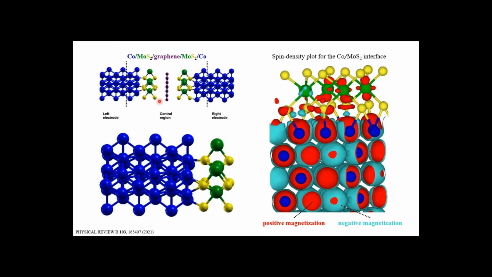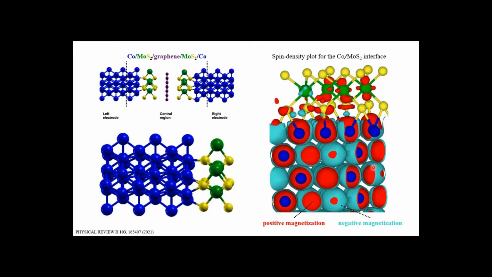So here, firstly, we can see this structure consists of cobalt, MoS2, graphene, MoS2, and cobalt. This MoS2/graphene/MoS2 multilayer serves as a tunnel barrier that is sandwiched between two cobalt electrodes. And here, the central scattering region is shown within the two dashed lines, and the remaining parts are the semi-infinite left and right electrodes, so as to reduce the scattering at the lead-barrier interface.